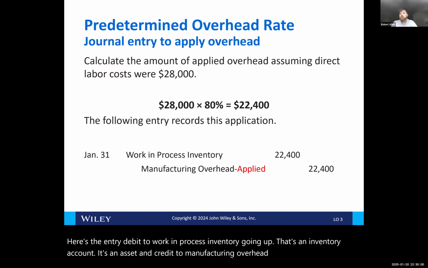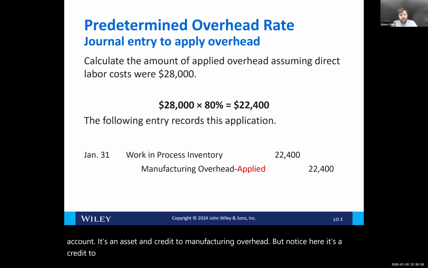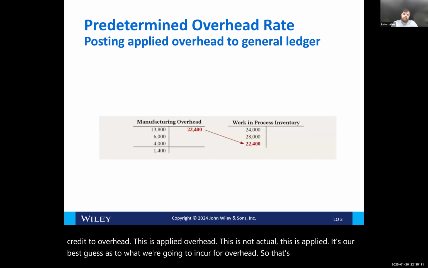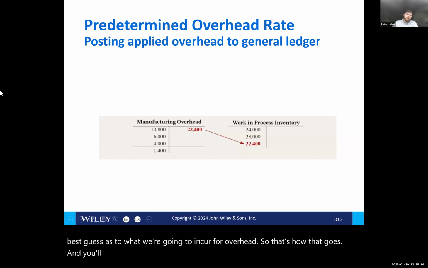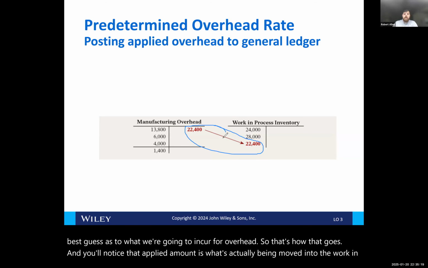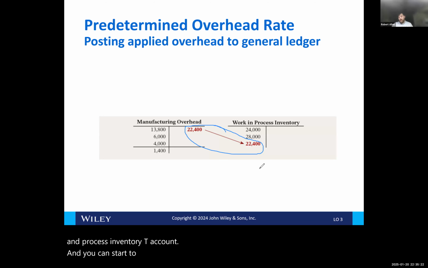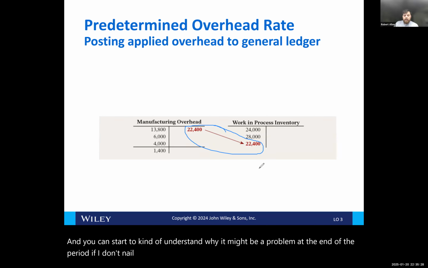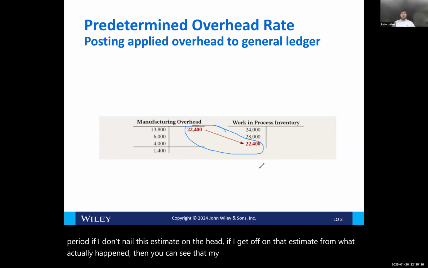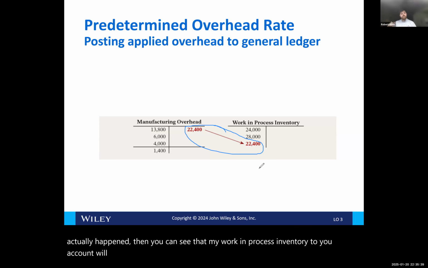But notice here, it's a credit to overhead. This is applied overhead. This is not actual. This is applied. It's our best guess as to what we're going to incur for overhead. So that's how that goes. And you'll notice that that applied amount is what's actually being moved into the work in process inventory T account. And you can start to understand why it might be a problem at the end of the period if I don't nail this estimate on the head. If I get off on that estimate from what actually happened, then you can see that my work in process inventory T account will be misstated, either too high or too low.